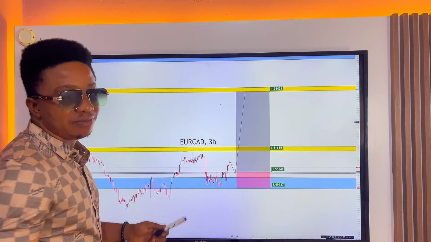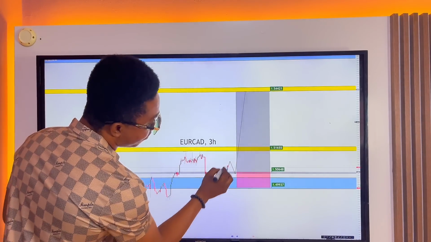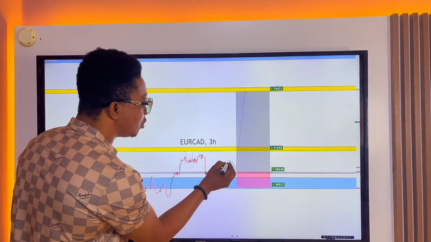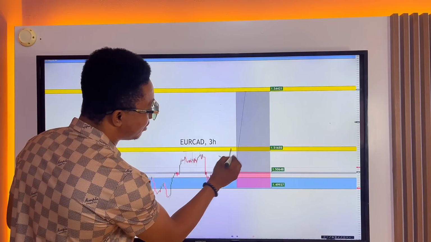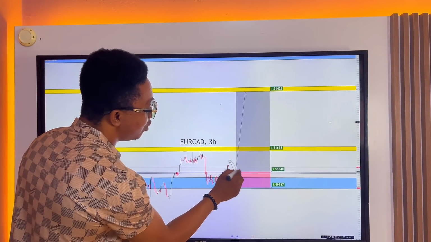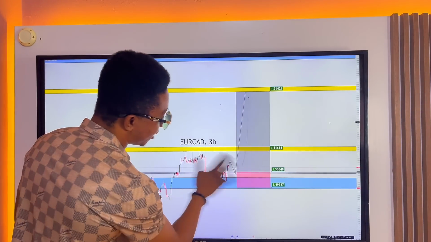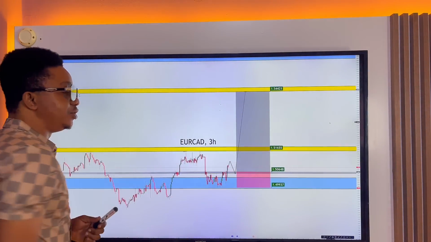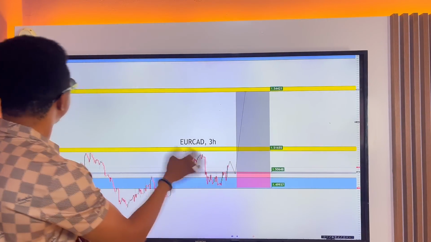Now, what will potentially make this setup invalid is very simple. If price does not come back for retest and it continues to go all the way to the upside, then this setup becomes what? Invalid, because we know that sellers could not break price for retest before an entry all the way to the upside. All right, so that's it for Eurcad. Let's move to the next one on the list very quickly.